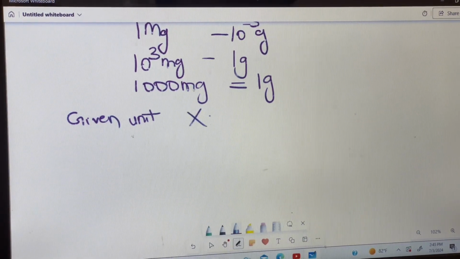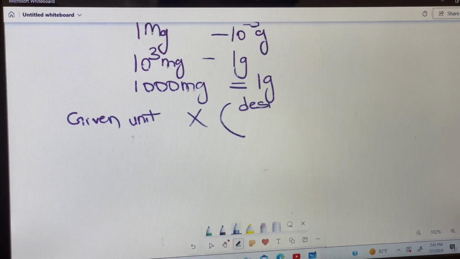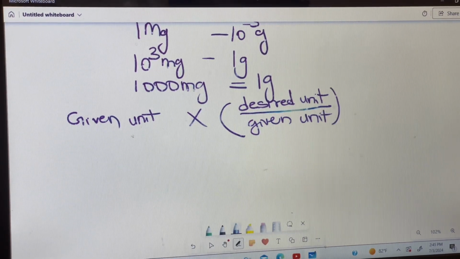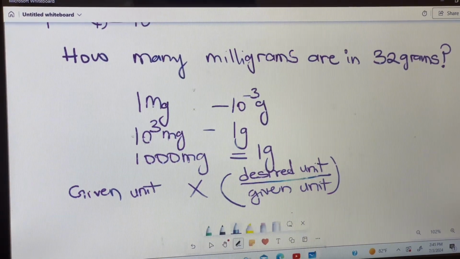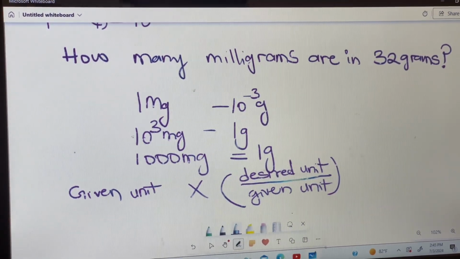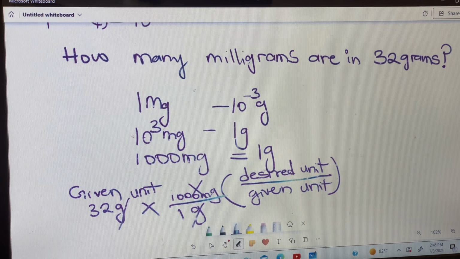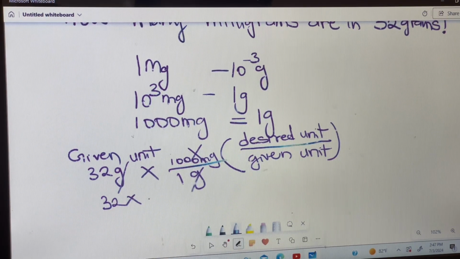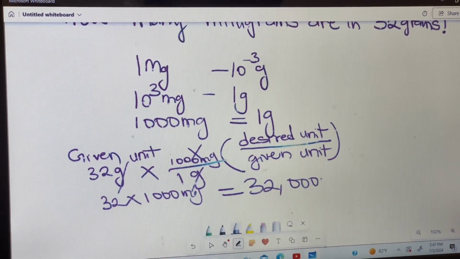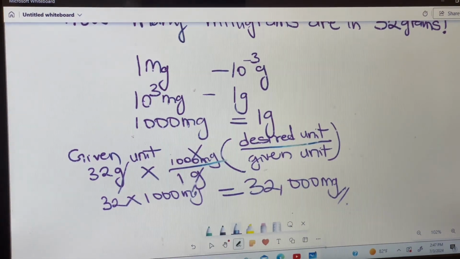Then the formula to use is: given unit multiplied by desired unit over given unit. The given unit is 32 grams, multiplied by, so you have to set it up in a way that gram will cancel gram. So we have 1000 milligrams over 1 gram. The gram cancels gram, and we are left with 32 and 1000. So 32 multiplied by 1000 is 32,000 milligrams.